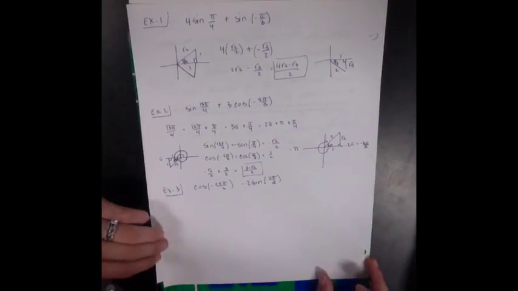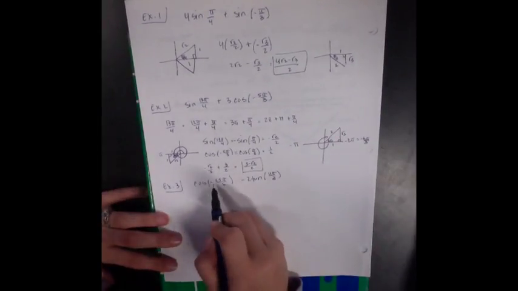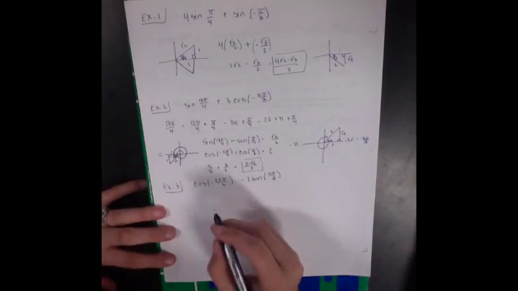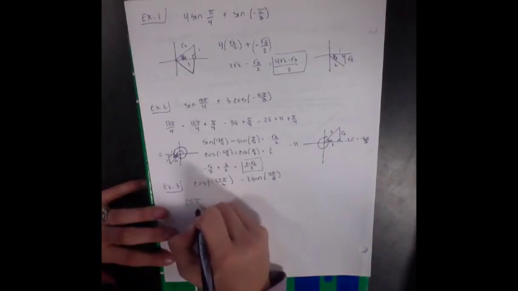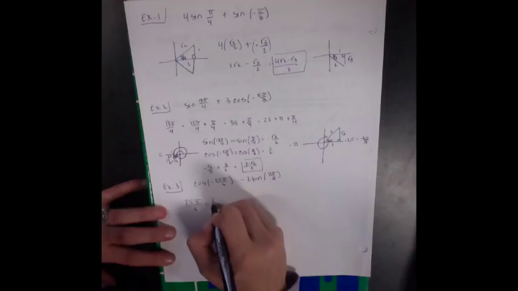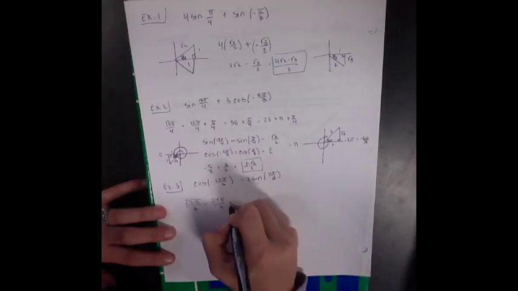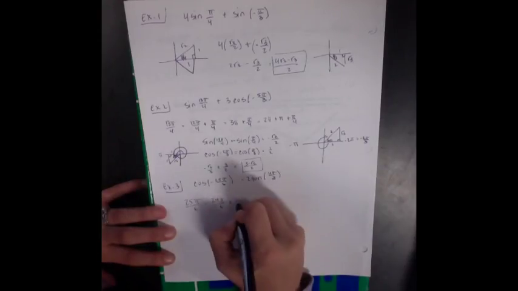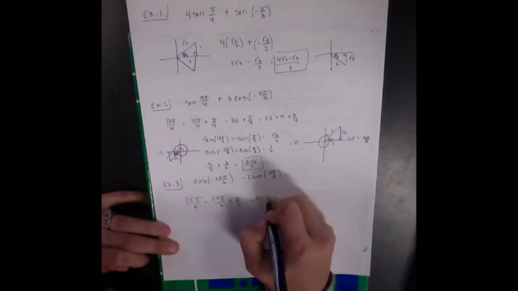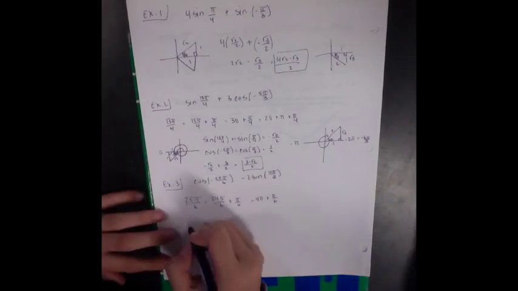Okay, let's do another example. Cosine of negative 25 pi over 6. So let's look at 25 pi over 6. I'm going to rewrite it as 24 pi over 6 plus pi over 6. Okay, 24 pi over 6 is the same thing as 4 pi plus pi over 6. And 4 pi is just going around the full circle twice.